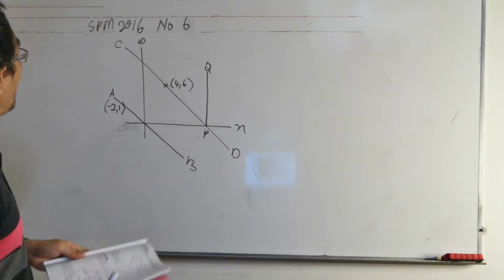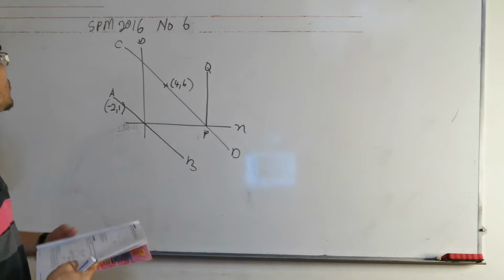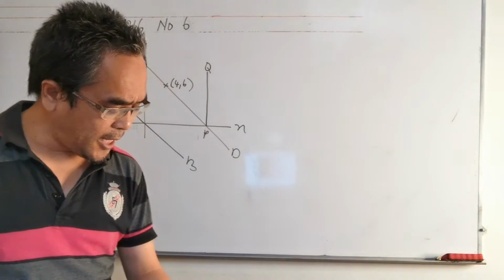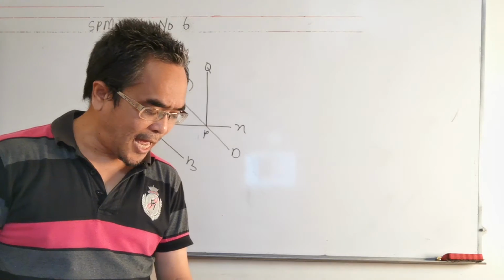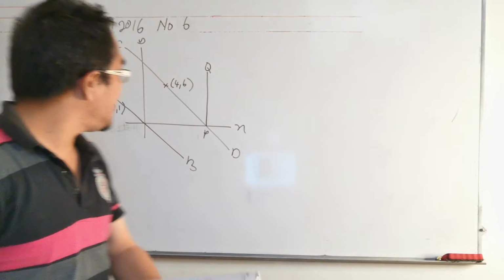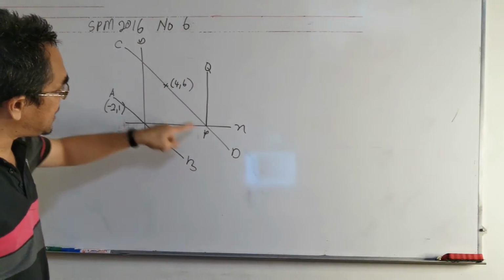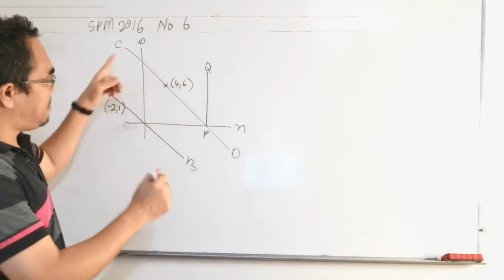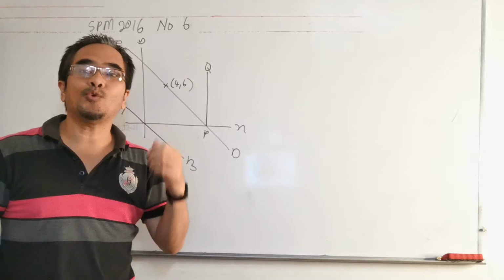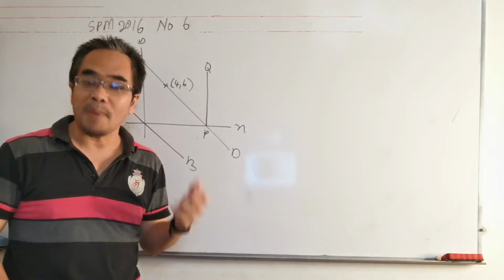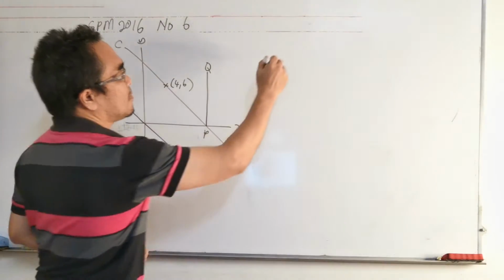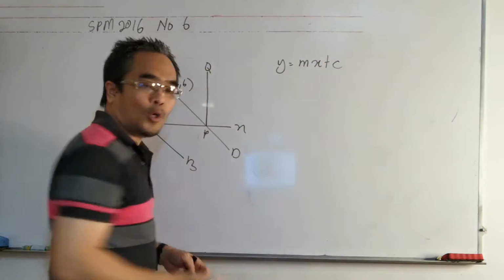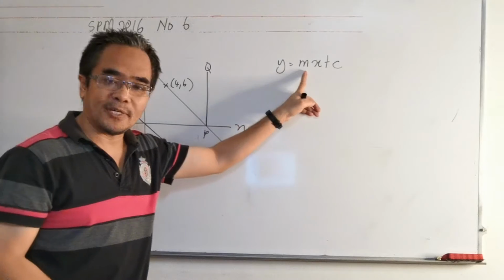Okay, so now look at the question, SPM 2016. Question A is the equation of the straight line CPD. We want to find CPD. The equation is always y equals mx plus c, so you have to find m first.